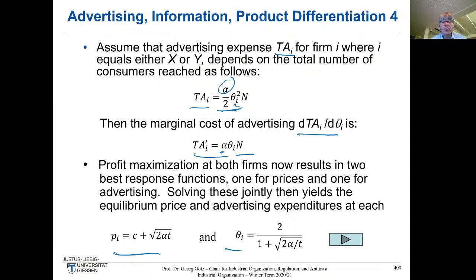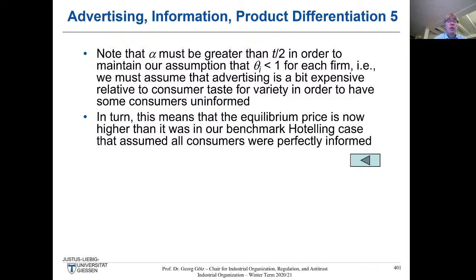Okay? Now, the point here, first of all, note that alpha must be greater than t over 2, only then we get an interior solution and firms decide not to inform everyone. So advertising must be sufficiently costly so that not everyone is informed. And this is not the only interesting point. So it must be a bit expensive. And so we get some consumers uninformed.